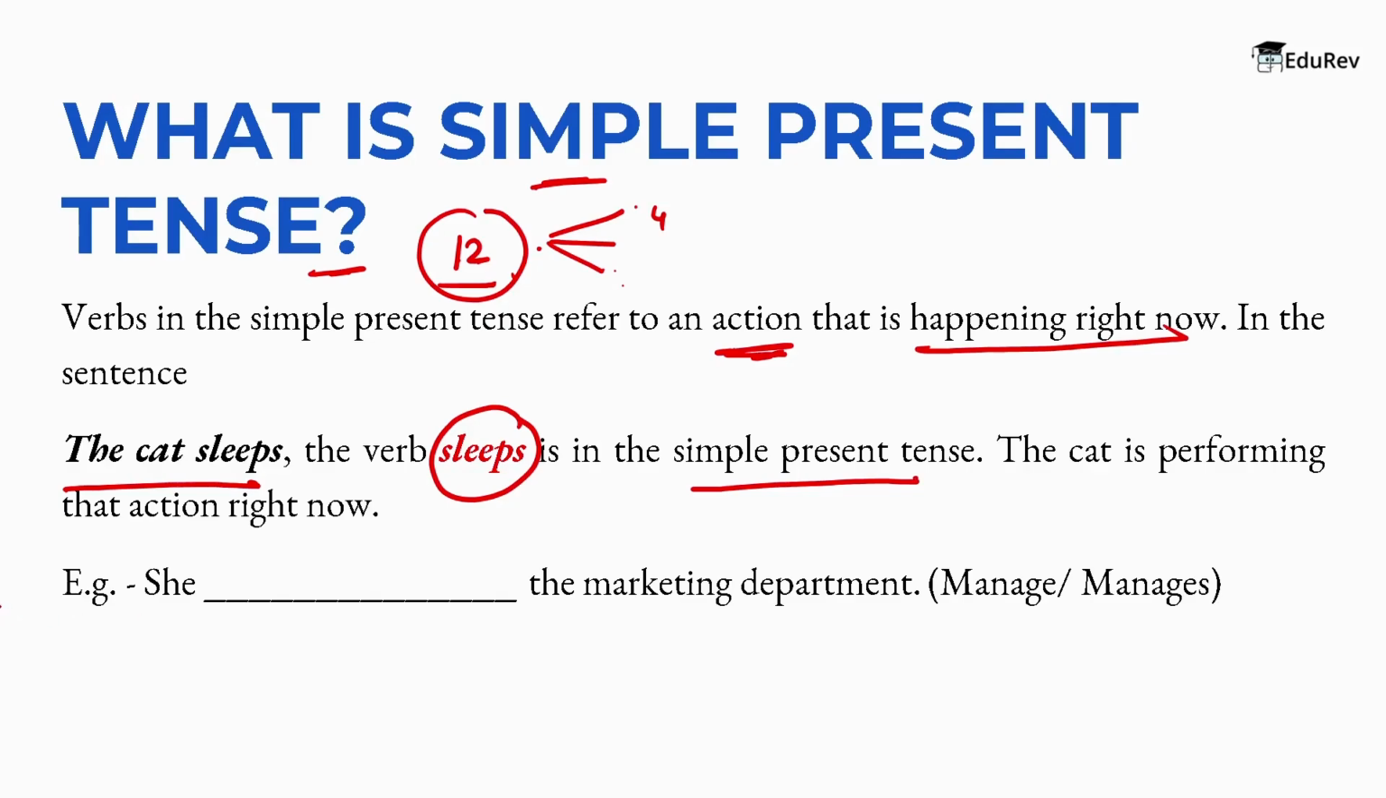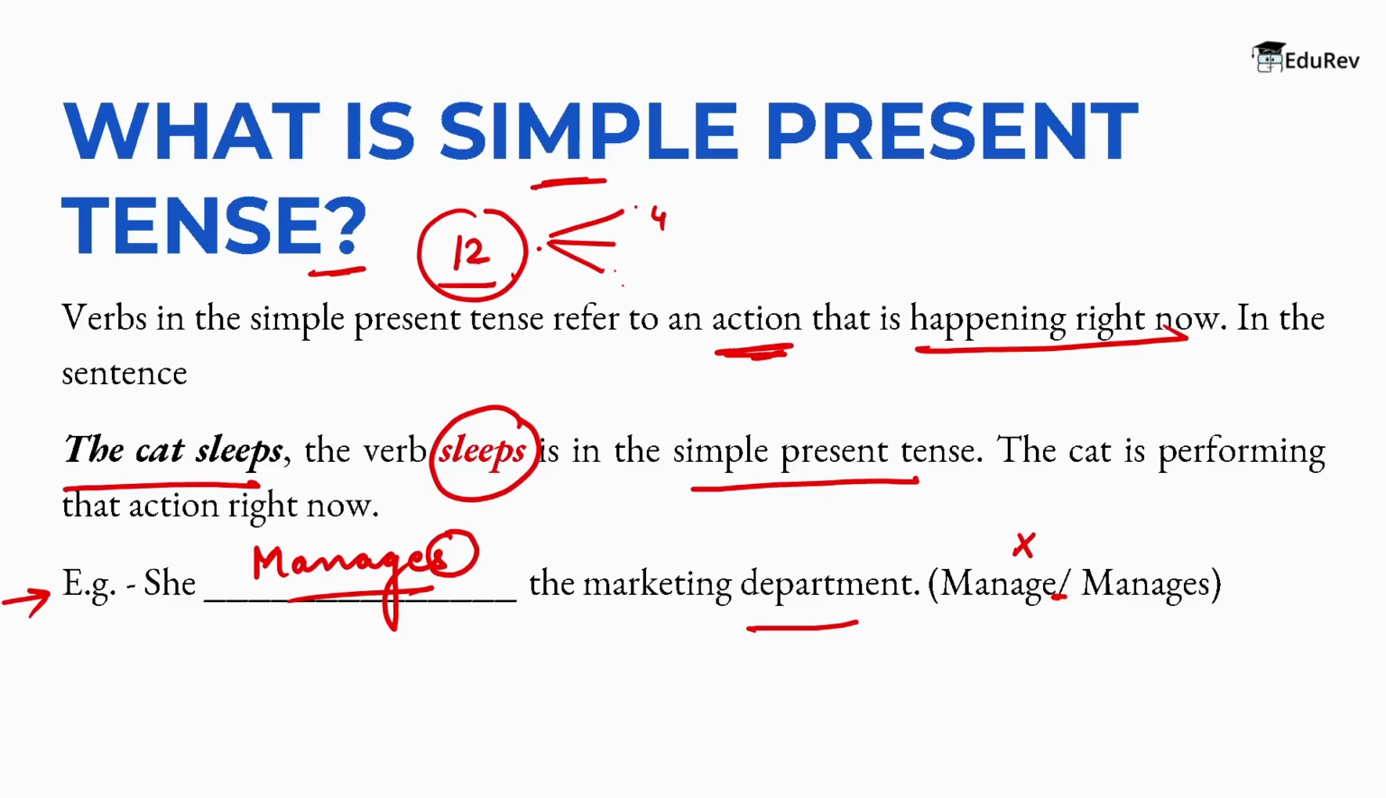Now there is this example for you people to solve. That is, she dash the marketing department. Manage or manages? Now when you apply the word manages, that makes much more sense with this sentence. Now, why we are using an S and why we are not using a word which does not have an S, the rule for these things will be taught to you in a little bit of moment. But you can see that she manages the marketing department. You can clearly see that the word manages defines the simple present tense in a more elaborated way.